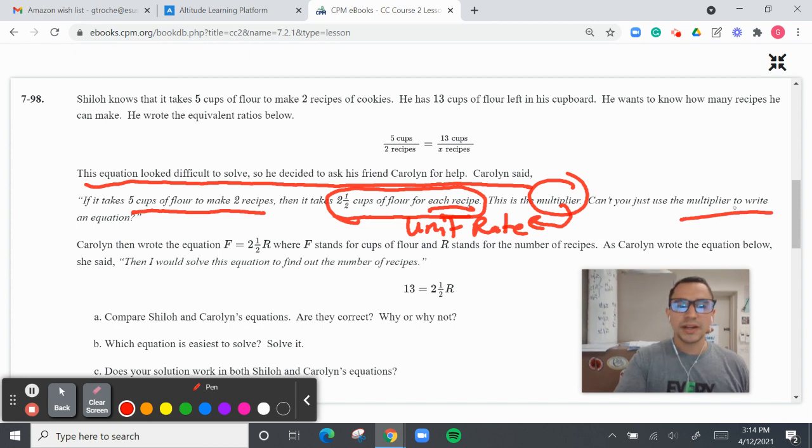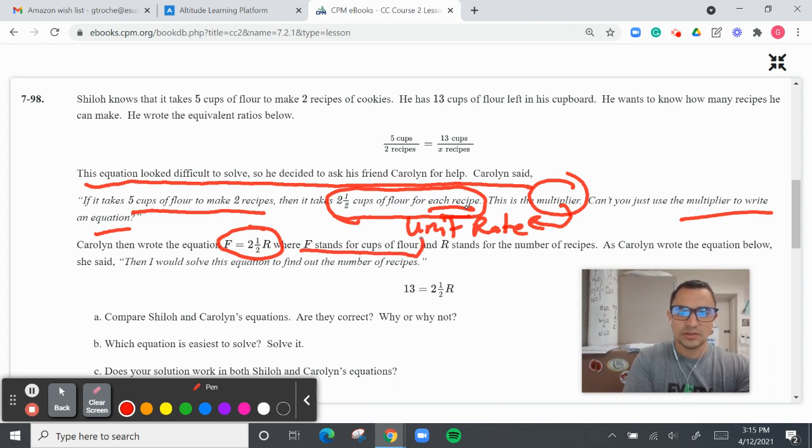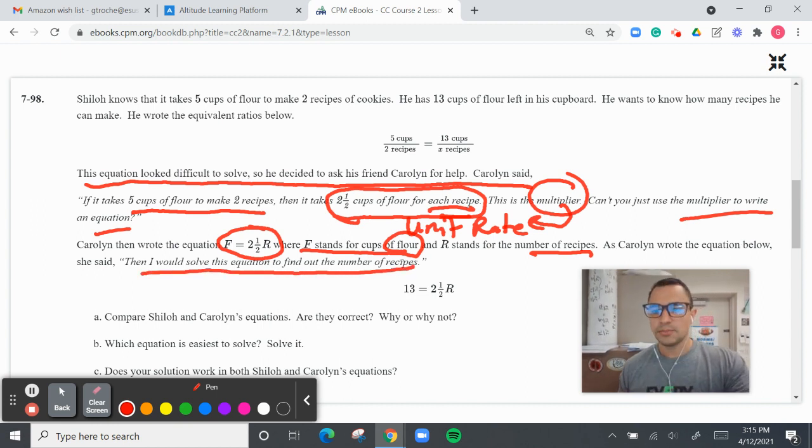Can't you just use the multiplier to write an equation? Yes, we've done this before, especially with our percentages. So our multiplier is what we want to use. So Carolyn wrote this equation. F stands for the cups of flour, and R stands for the number of recipes. As Carolyn wrote the equation below, she said, then I would solve this equation to find the number of recipes. So 2.5 R equals 13.